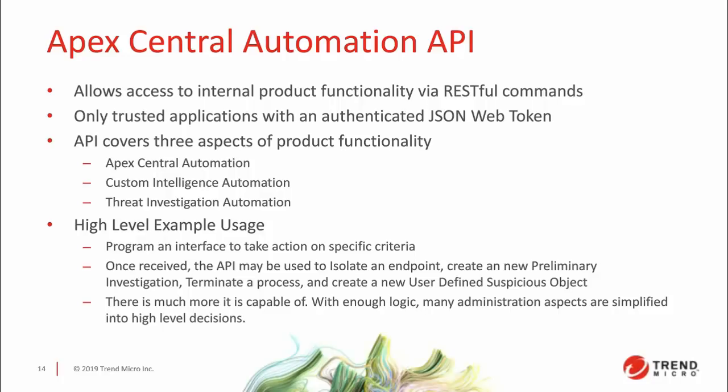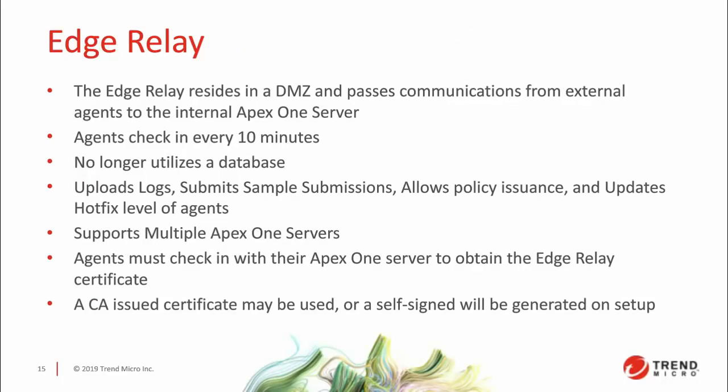The Edge Relay has undergone a lot of enhancements. So the Edge Relay sits in the DMZ, and it allows external agents to communicate with your on-prem Apex One server. And this is very important in the functionality they've added, because before you could only do logs and sample submissions. Now you can issue policy and update the agent hotfix level. Also multiple Apex One servers can talk to one Edge Relay, and this essentially gives you a SaaS-like type of environment where your external agents won't lose connectivity to your Apex One, and you won't lose manageability of that agent once it's off-premise.